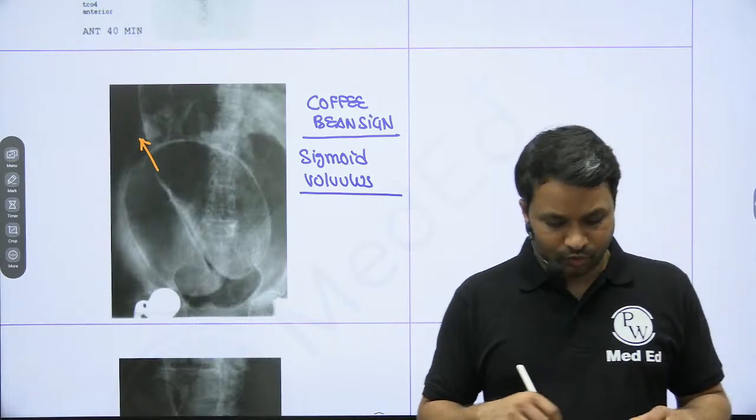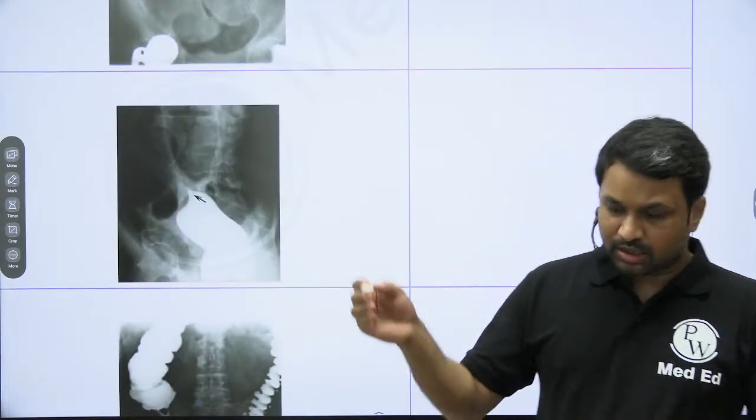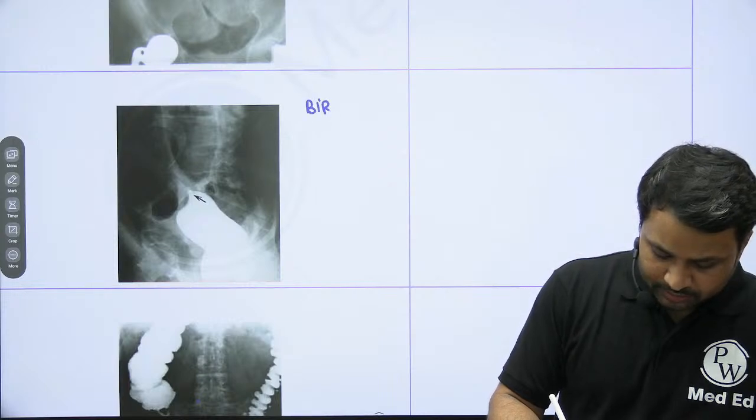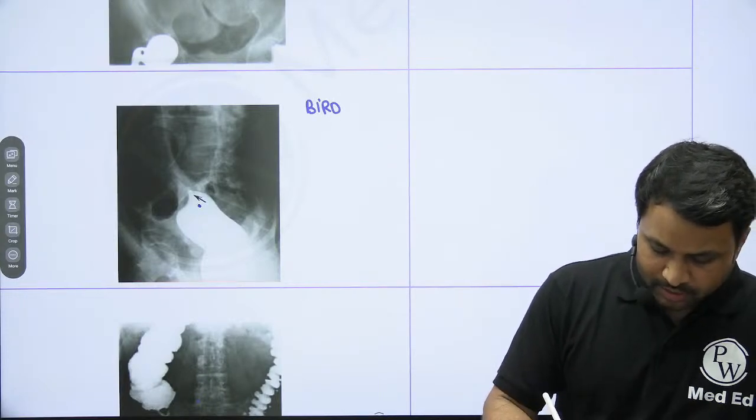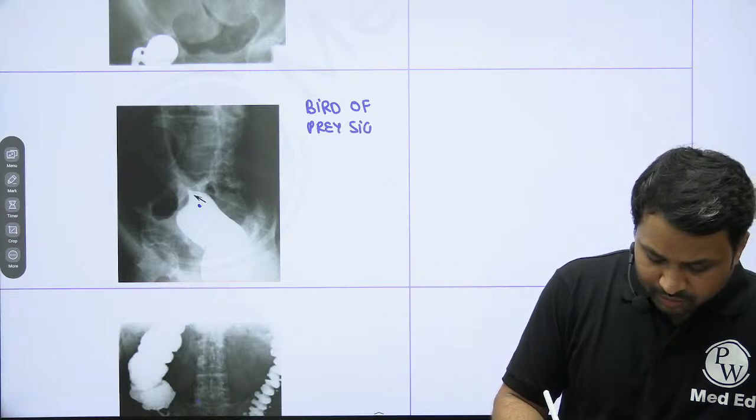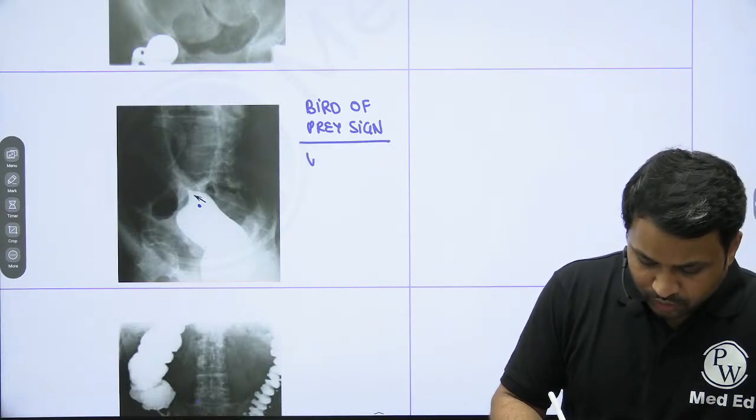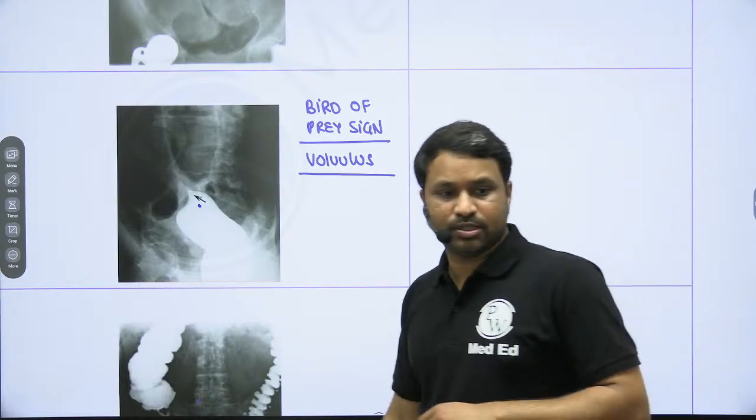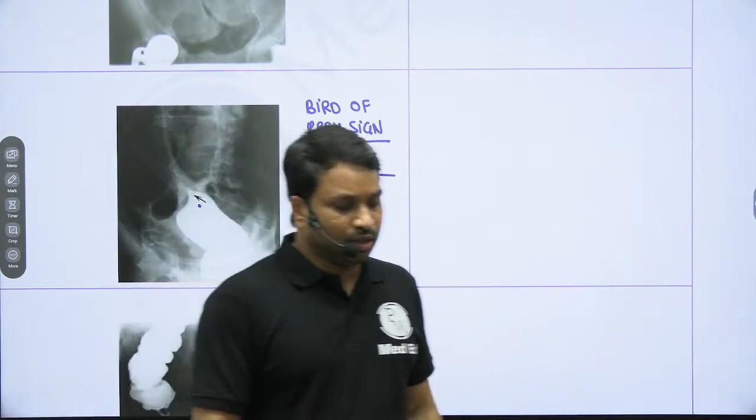Okay, this is your barium enema. This is what we call the bird of prey sign, like a bird waiting to catch its prey. The bird of prey sign is seen in volvulus, right?